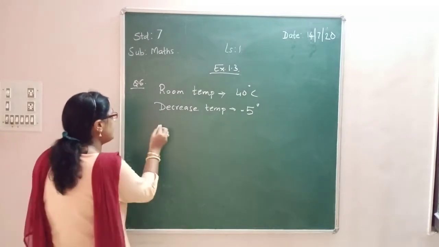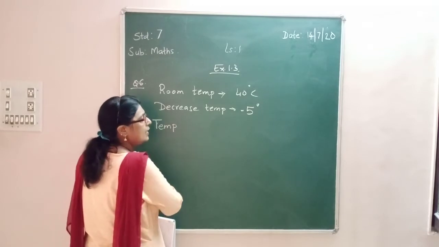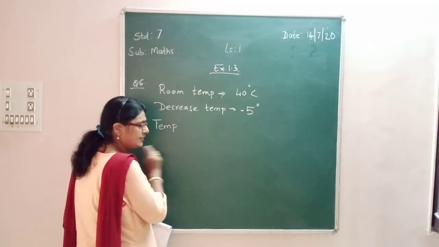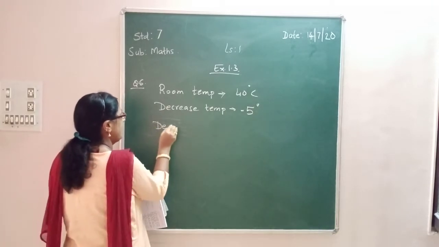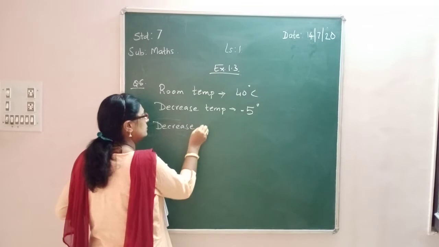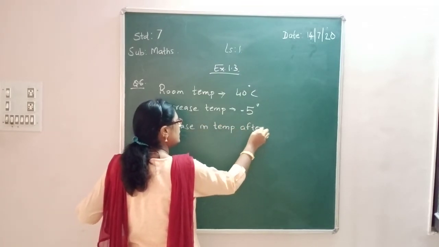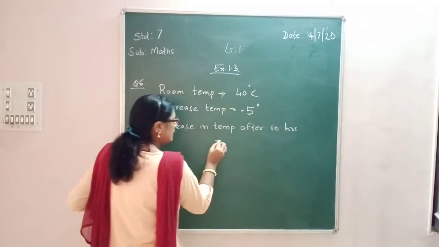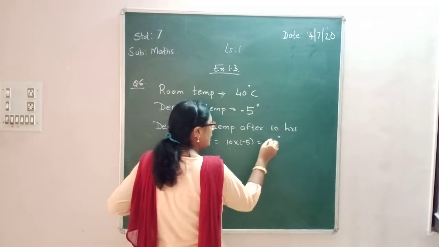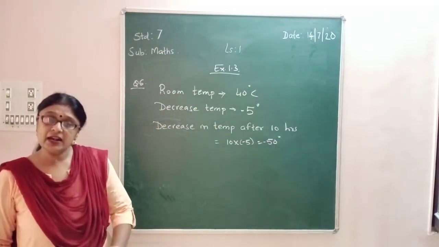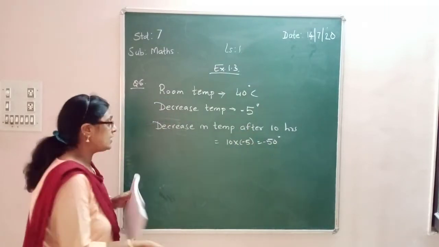Okay. So after 10 hours, decrease in temperature after 10 hours. That is equal to 10 multiplied by -5, that is equal to -50. So after 10 hours, there will be decrease of -50. So what will be the temperature?